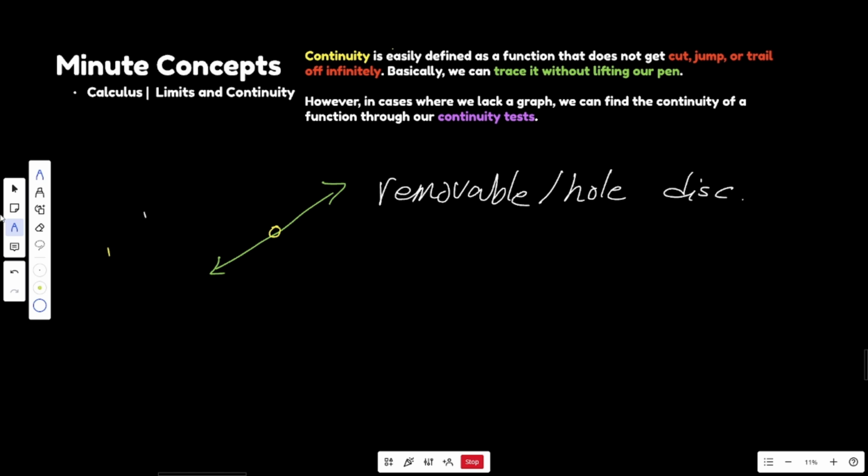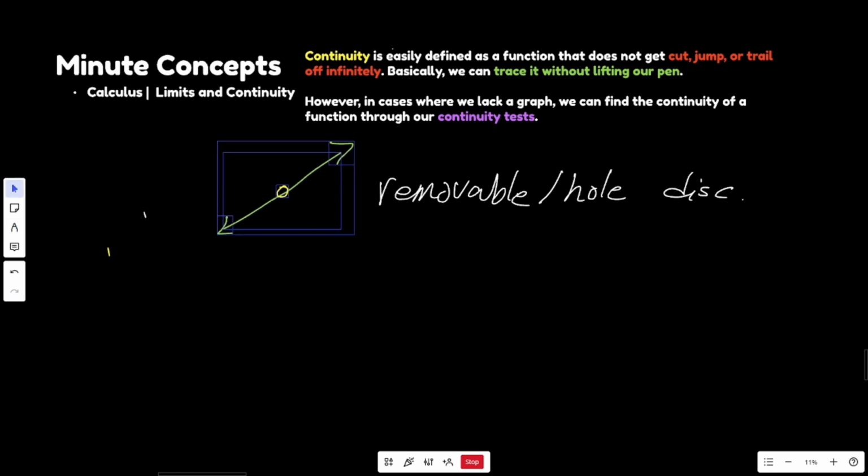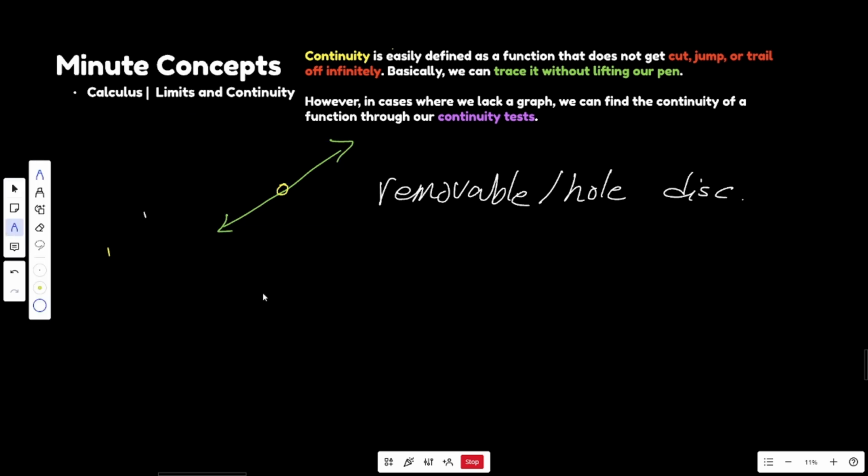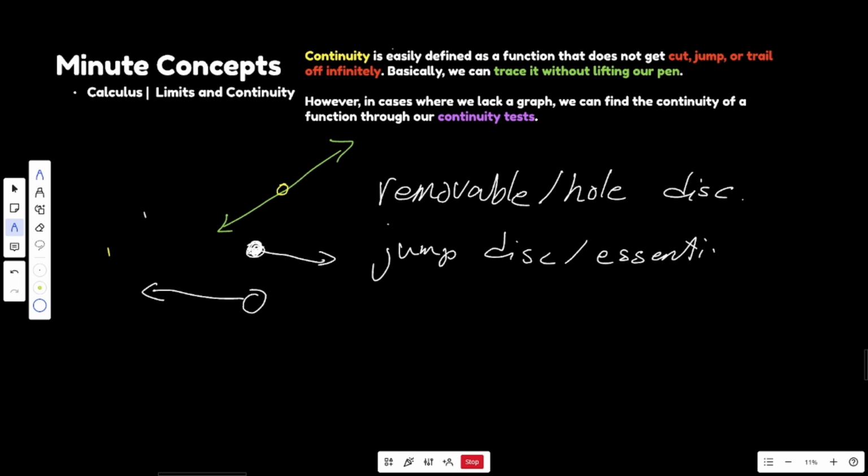Now, there's also another type of graph where you can have two different lines that don't really match. For example, there's one line that goes over here and another line right on top of it that's shaded and goes in the opposite direction. This is what we call a jump discontinuity or an essential discontinuity. And lastly, we have infinite discontinuities, which look like this, when two sides of the function go infinitely in opposite directions in terms of an asymptote.